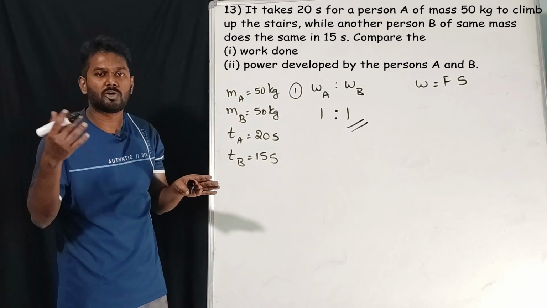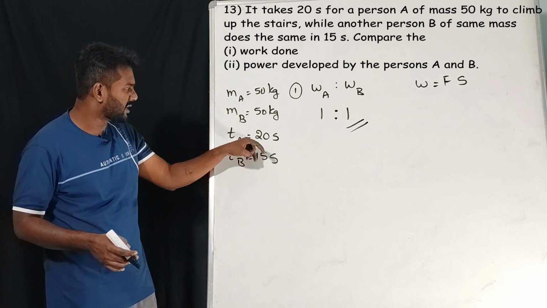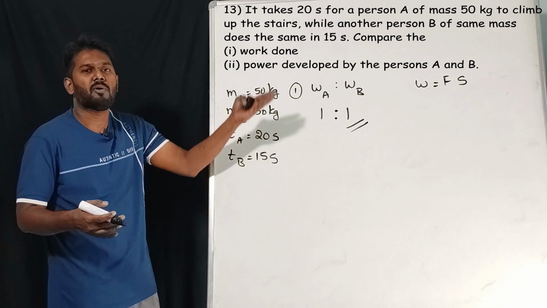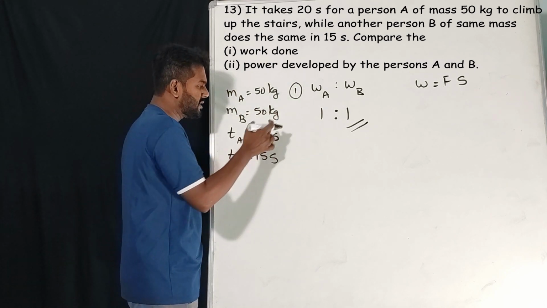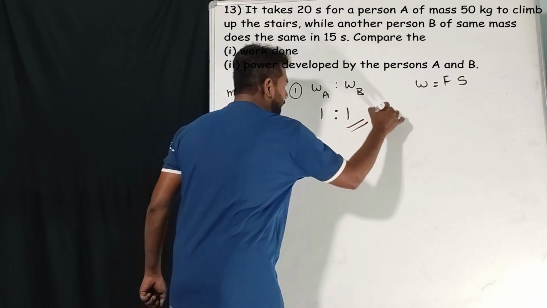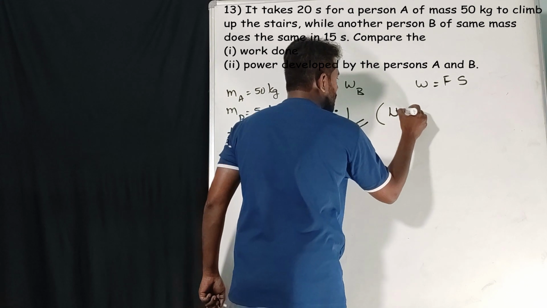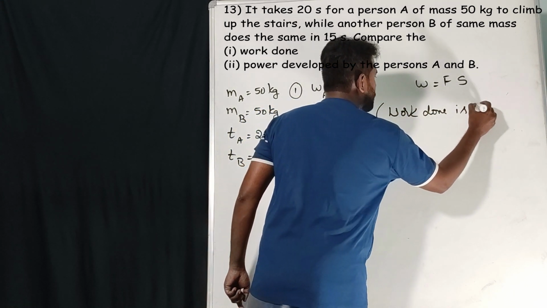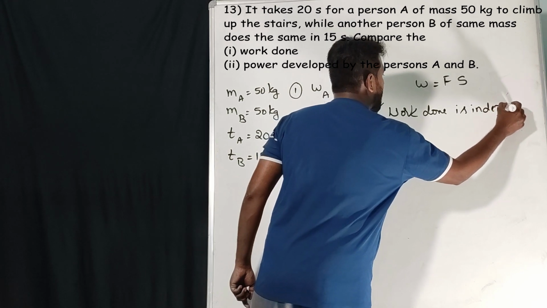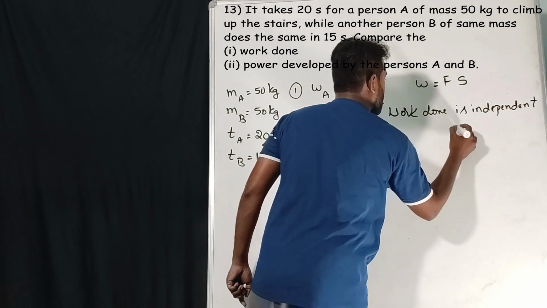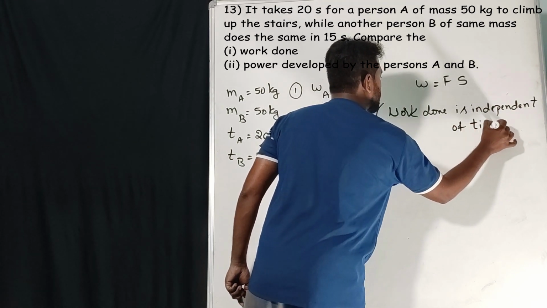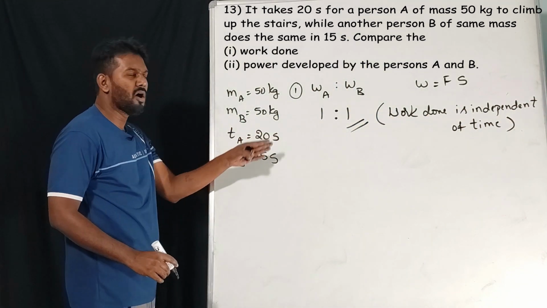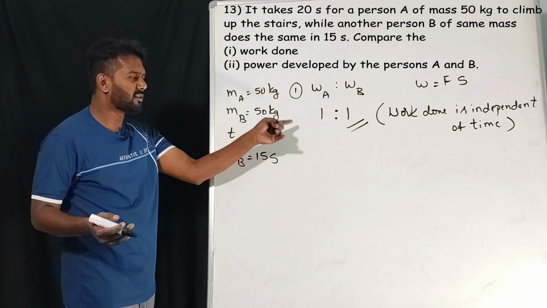Okay, if it is 1 hour or 2 hours, person A is taking 20 seconds, person B is taking 15 seconds. So what? It does not depend upon time. So work done does not depend upon time. You can write it in the bracket: work done is independent of time. Independent of time means it does not depend upon time. So if it takes 5 hours or 6 hours, the work done will be same.